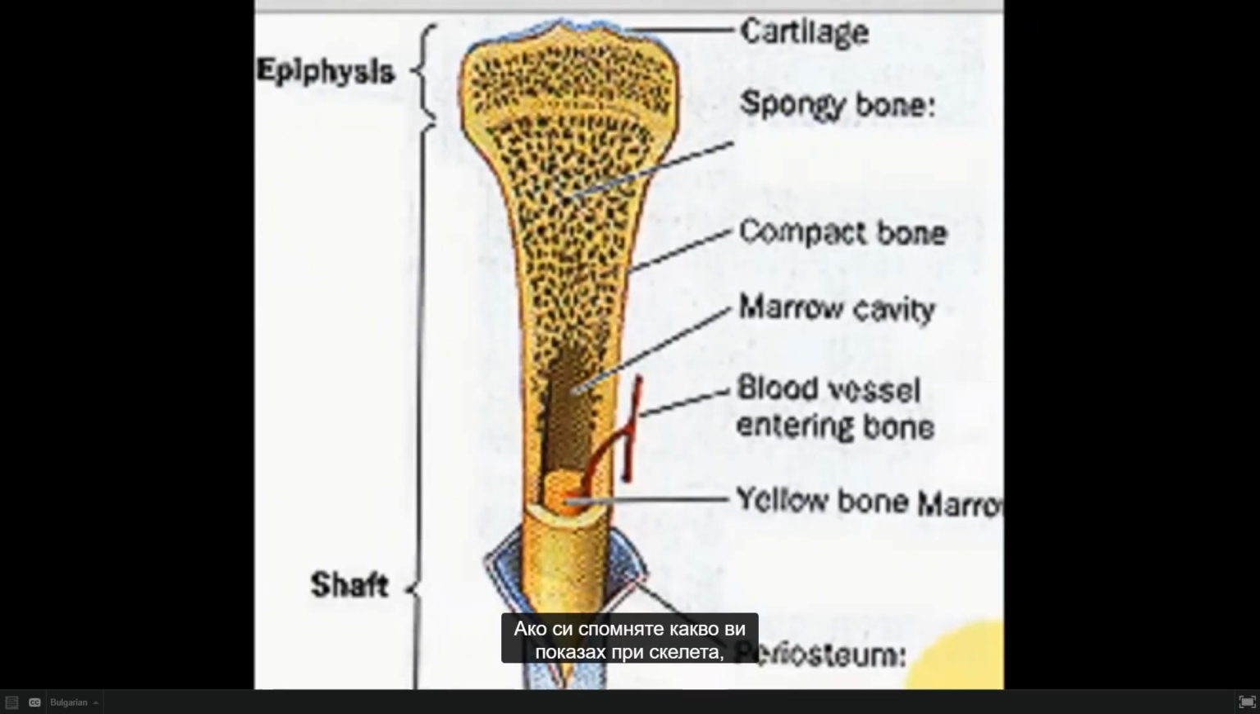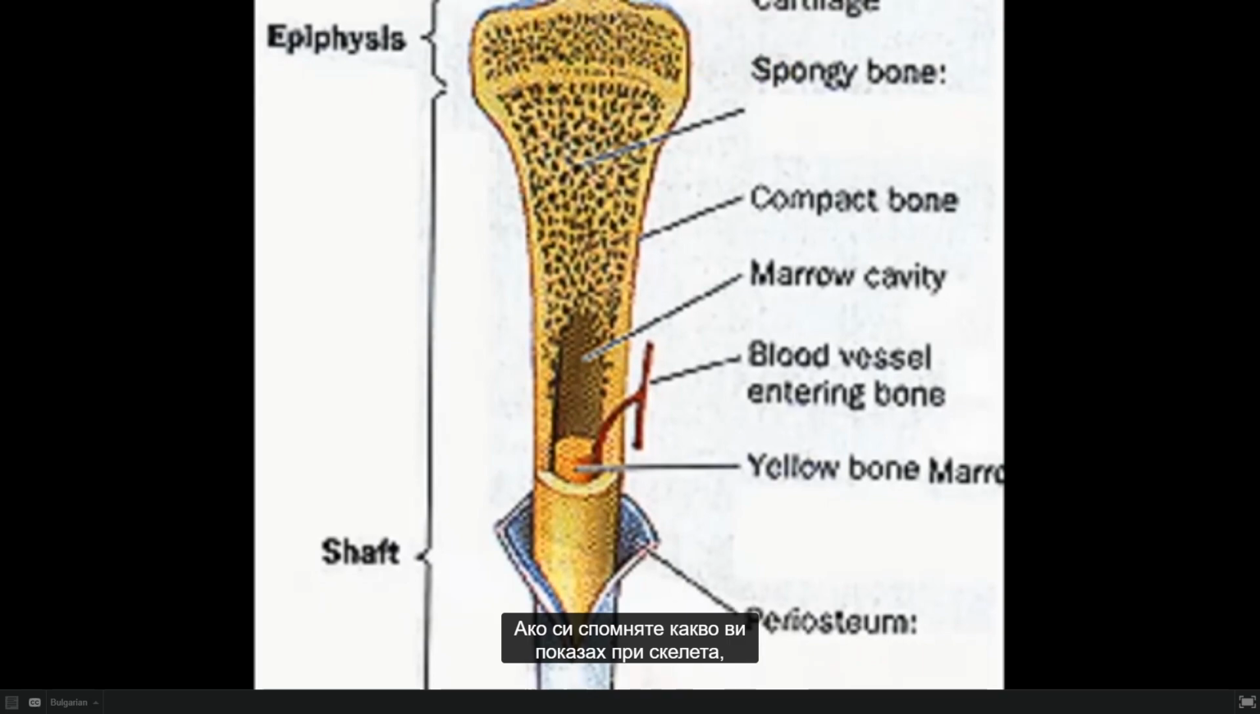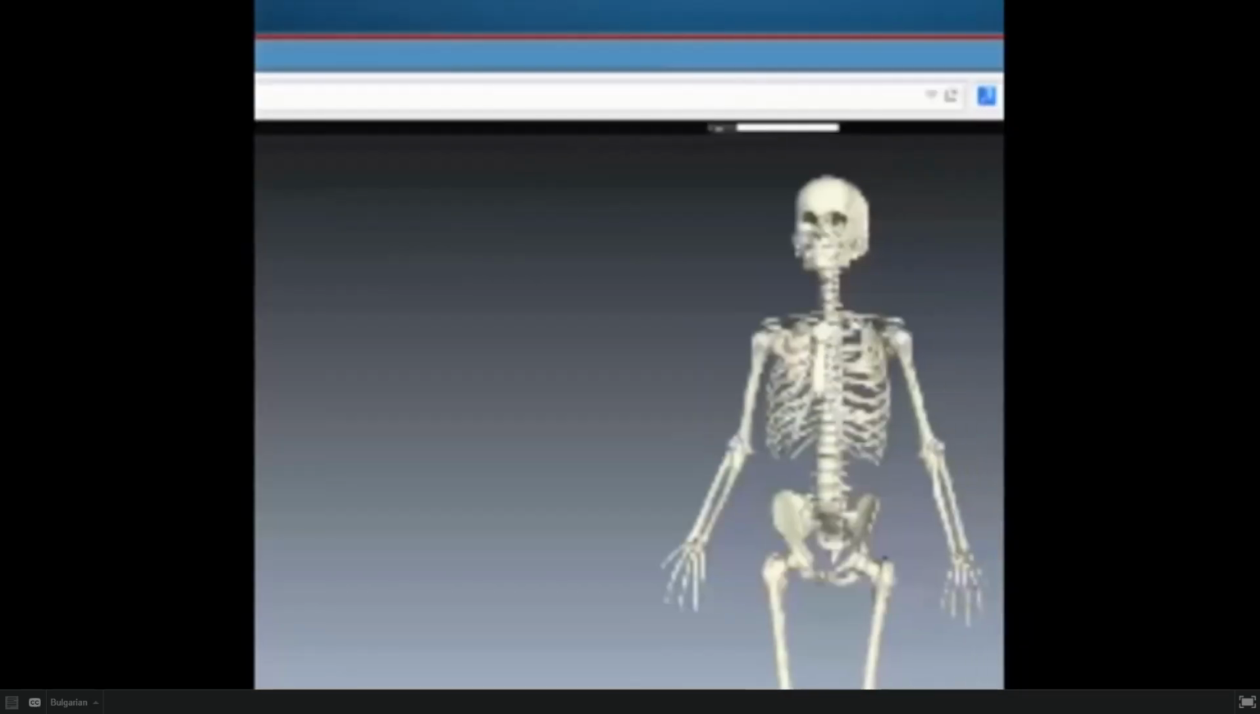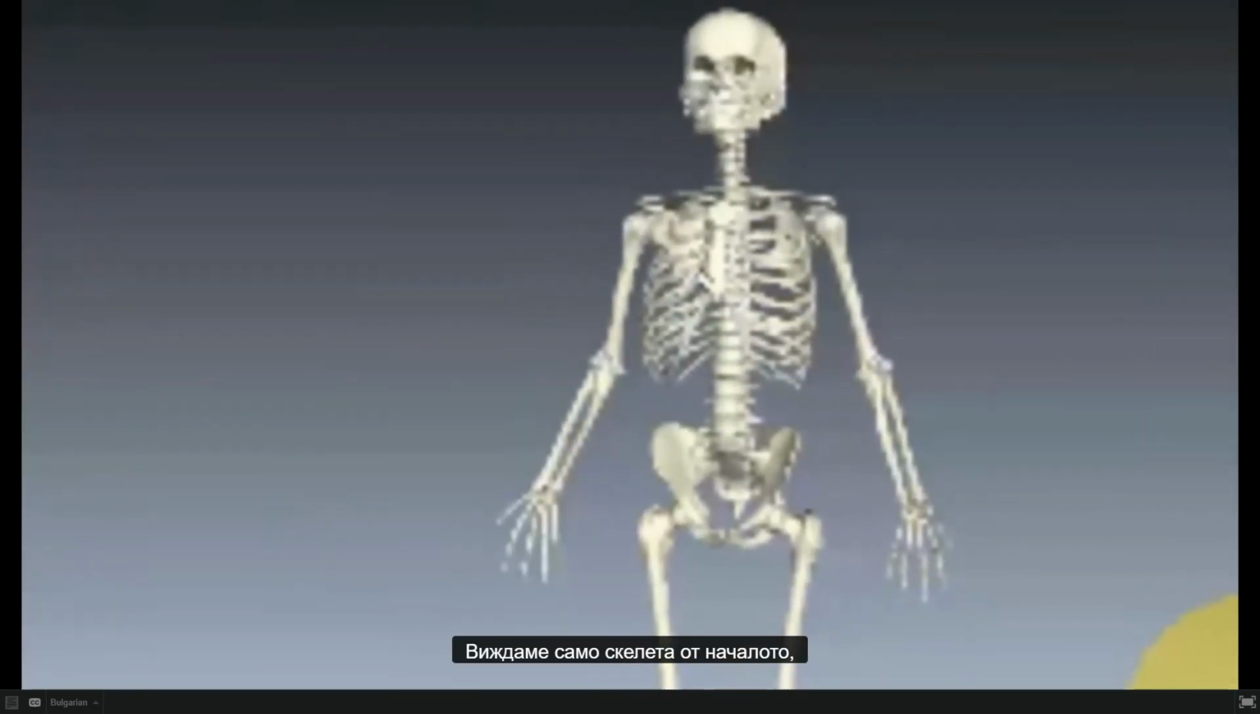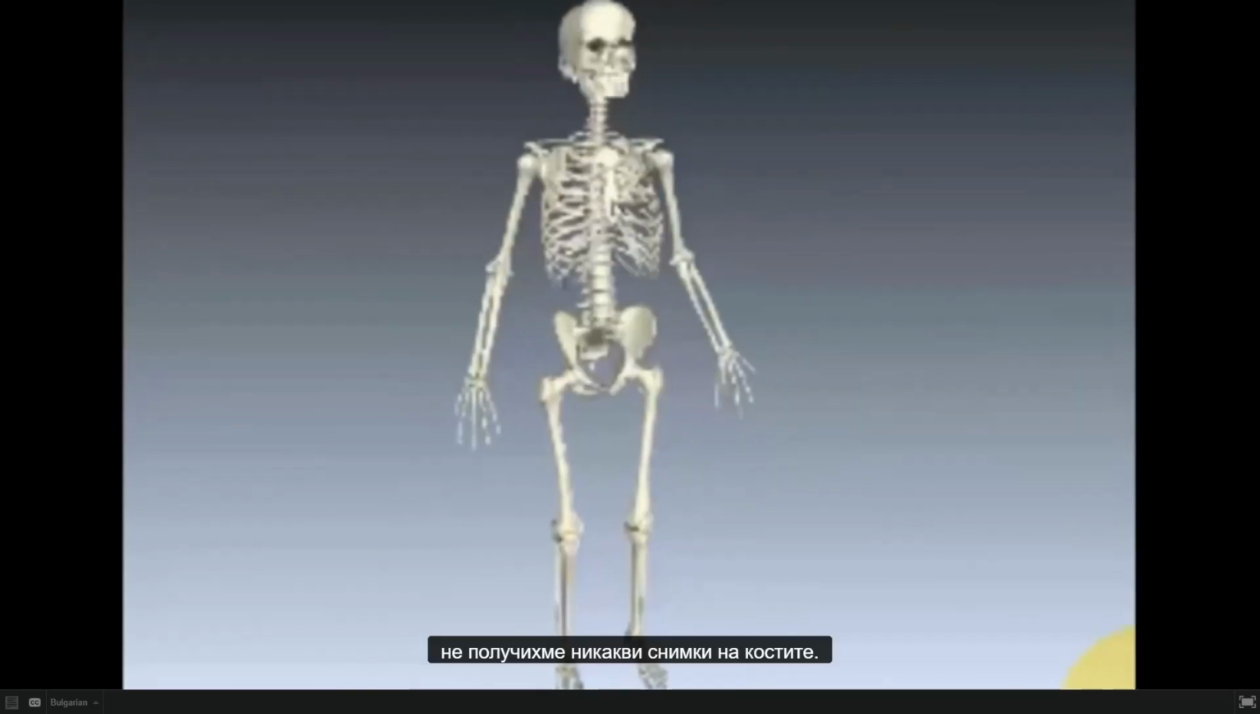And if you remember what I showed you in the skeleton, I will share my screen again. Actually, Mr. Kesh is better able to explain what they want to see now. Please share my screen. I wanted to describe, but we don't see it. We only got the skeleton from the beginning. We don't get any pictures of the bone.